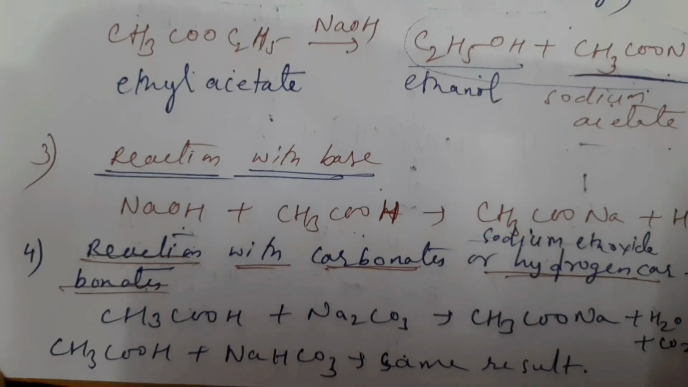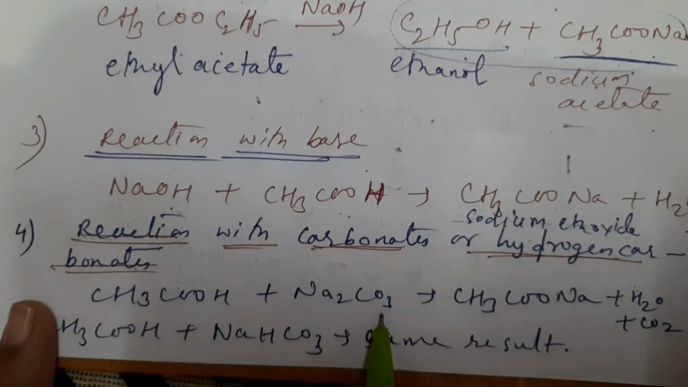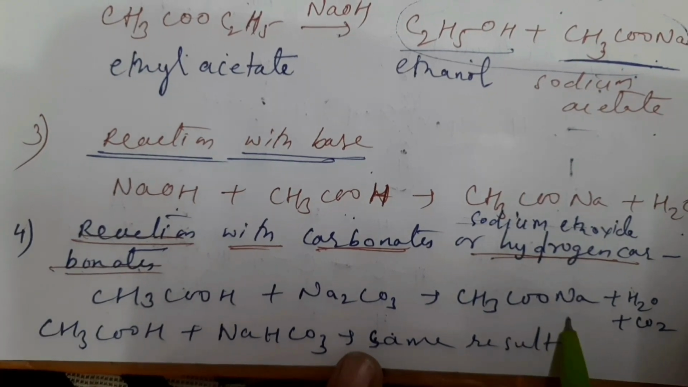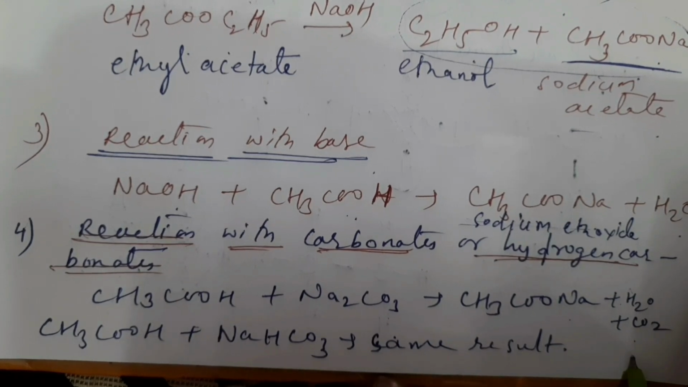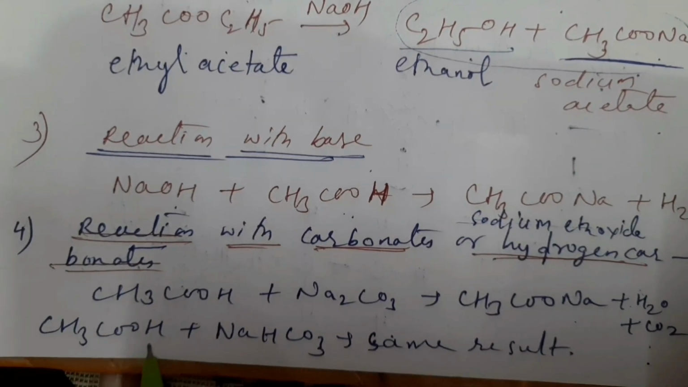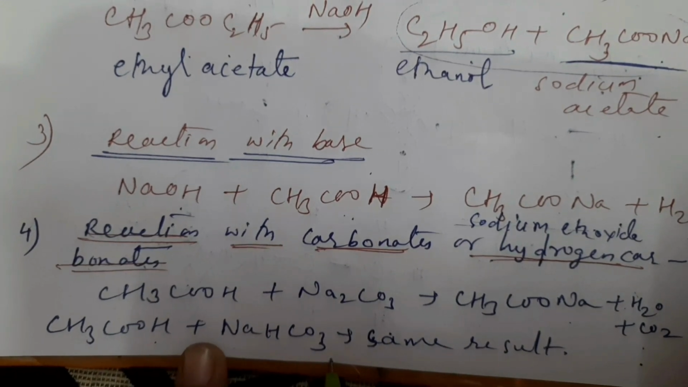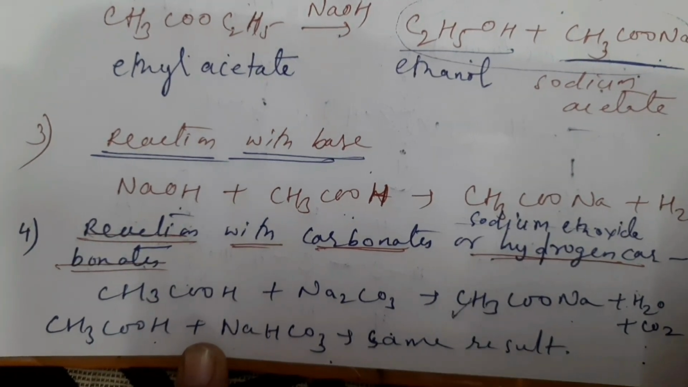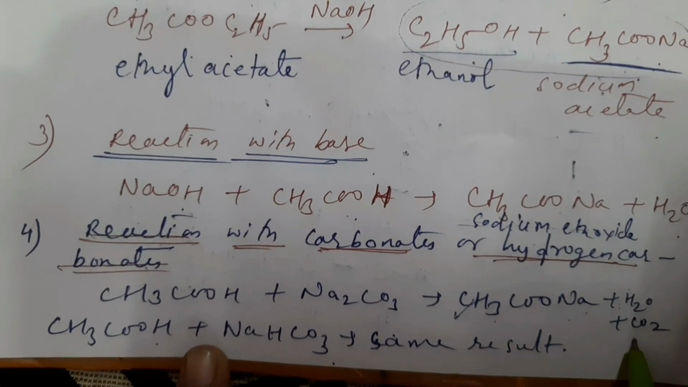Now the next reaction is with carbonates or bicarbonates. This also we came across in the acid base chapter. Whenever any acid reacts with carbonate, it forms the sodium salt of the acid plus water, and carbon dioxide is liberated. This is the basic key of the reaction. If you learn it in one chapter, follow the same for every chapter. Now here the ethanoic acid is reacting with sodium bicarbonate. Same result again. It will form the sodium salt, that is sodium ethoxide, water, and carbon dioxide is liberated.